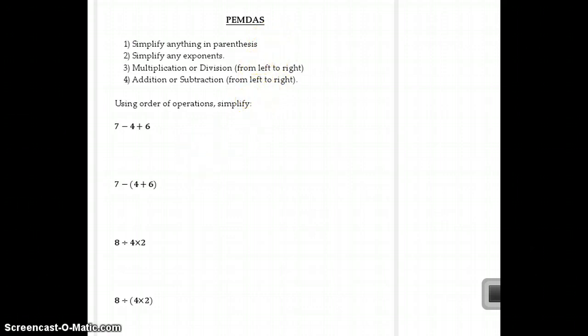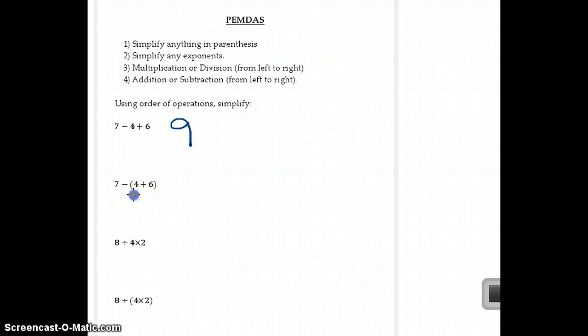So let's take a look at a couple of really easy examples. 7 minus 4 plus 6. Let's run through them. Any parentheses? No. Any exponents? No. Multiplication, division? No. 7 minus 4 is 3. 3 plus 6 equals 9. Boom, and we're done. But here we have parentheses.